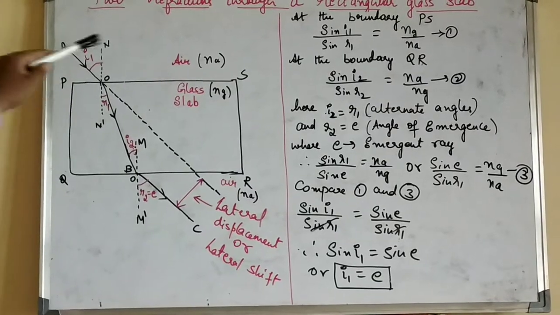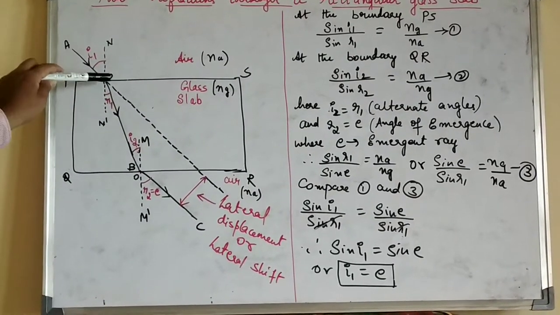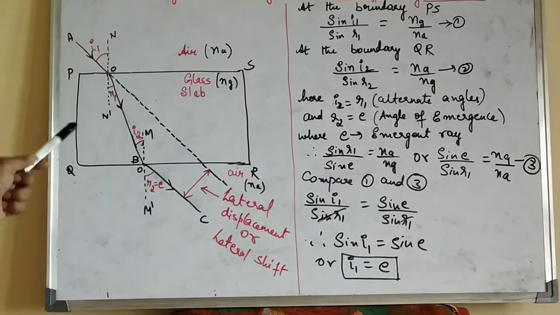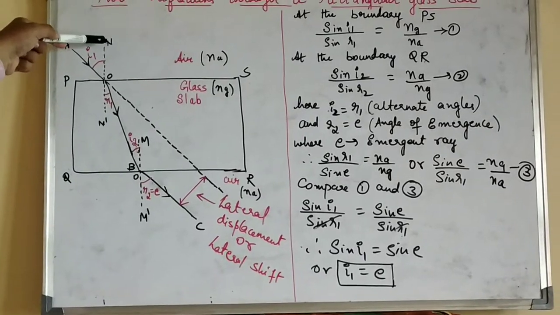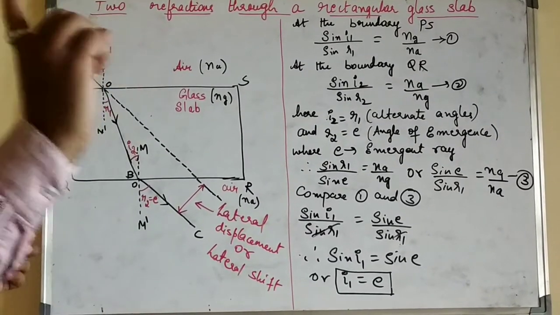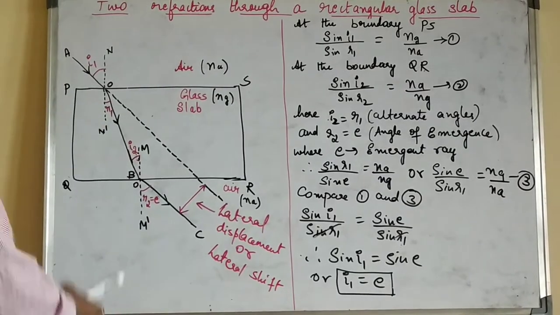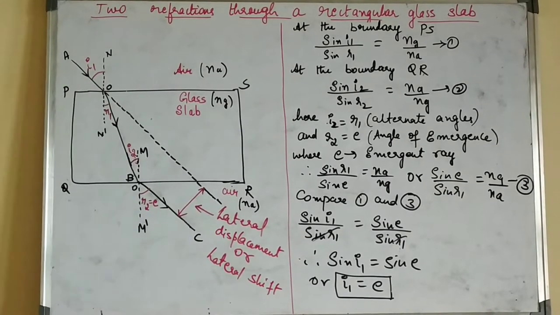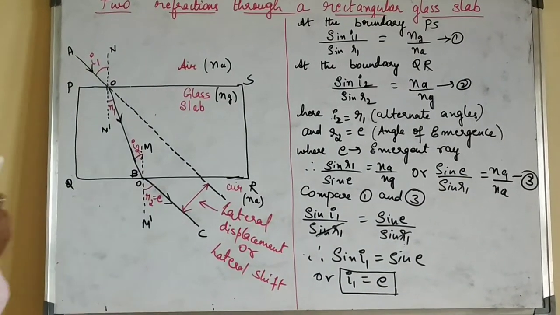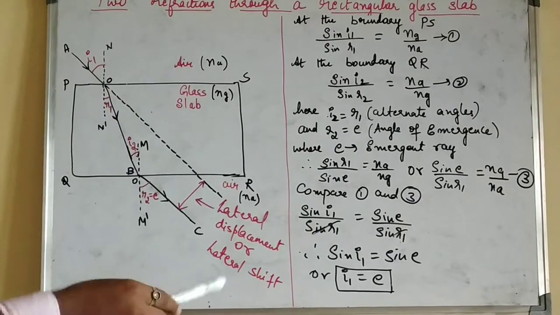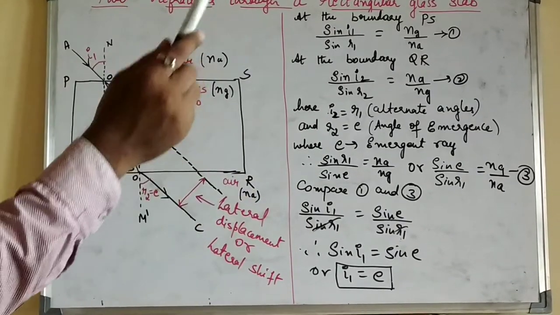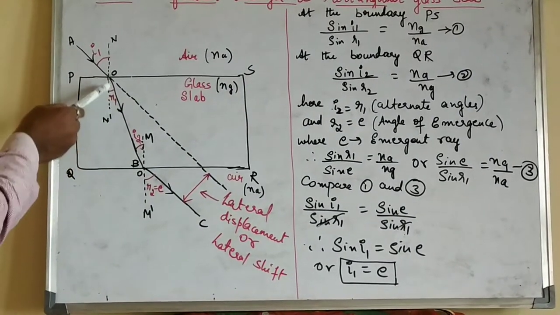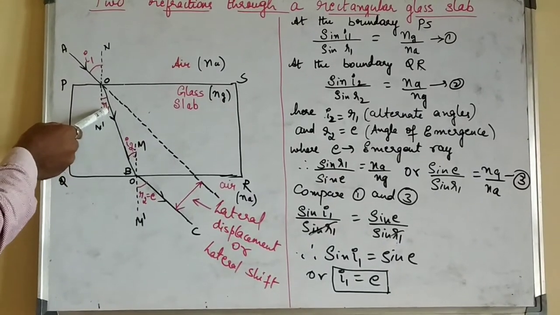Now you can see here, the incident ray AO is coming and it is incident at the point of incidence O, along the normal NON dash, at the first boundary, that is PS. It is making an angle of incidence I1 with the normal NON dash. Now this AO, the incident ray, when it enters the glass slab, should undergo refraction, which means the refracted ray should move towards the normal. You can see here the refracted ray is moving towards the normal NON dash. That angle of refraction is R1.